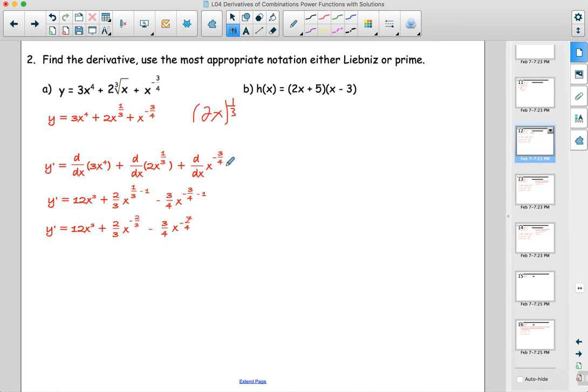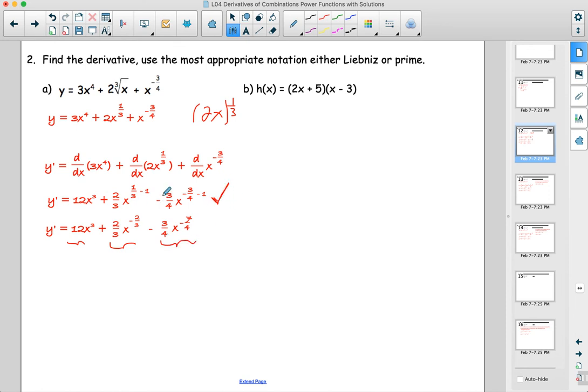Again, because the exponent's a fraction, maybe I'll show a bit more work. -3/4 x to the -3/4 minus 1. -3/4 minus 4 over 4. -3 minus 4 is -7. So the derivative of this is 12x cubed plus 2/3 x to the -2/3 minus 3/4 x to the -7 over 4. Now, why is it advantageous to put this step in?